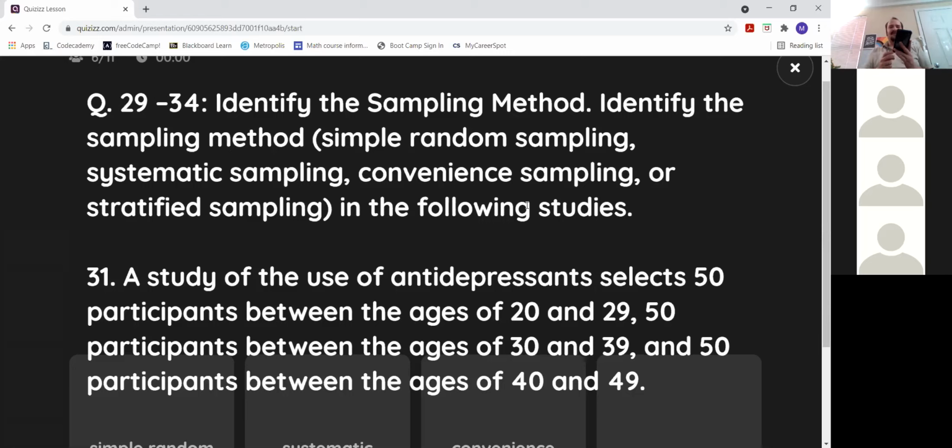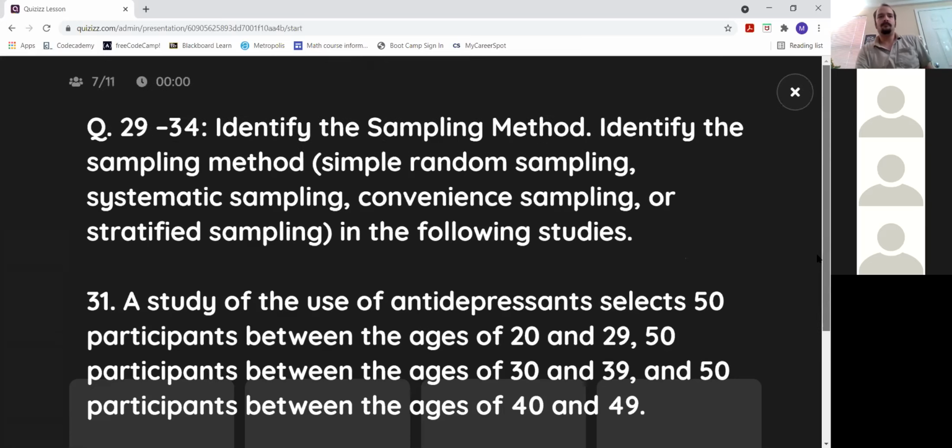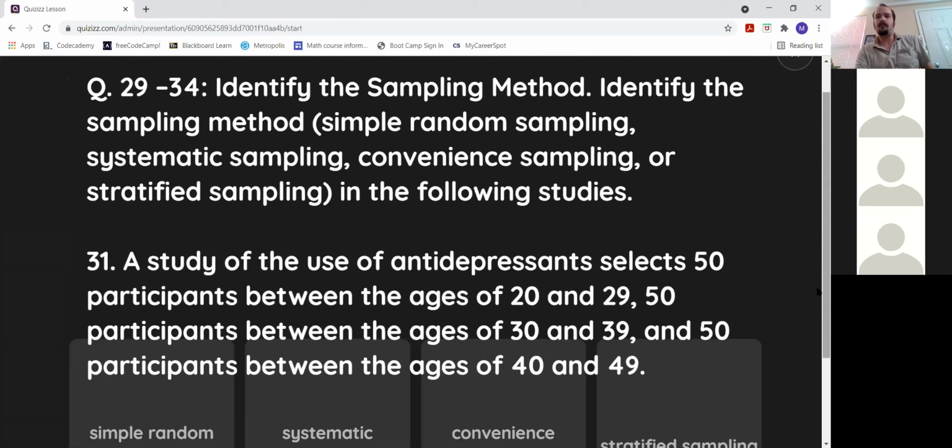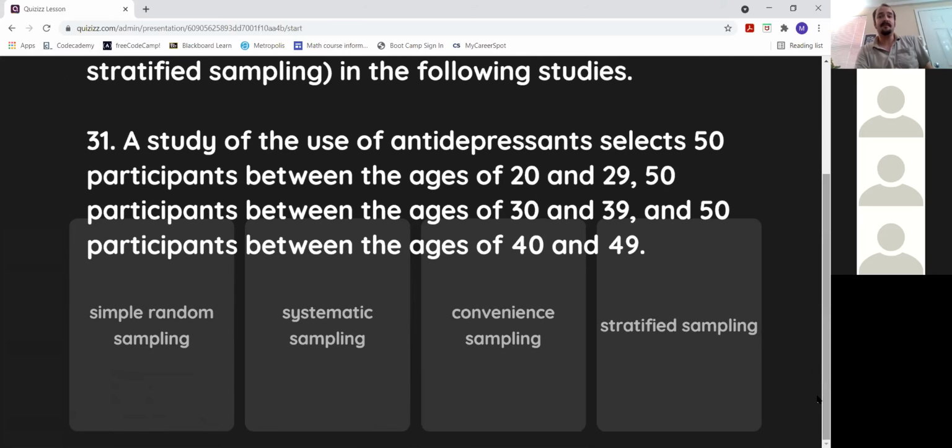So now we're looking at a study of the use of antidepressants. It selects 50 participants between the ages of 20 and 29, 50 participants between the ages of 30 and 39, and 50 participants between the ages of 40 and 49. So which one is this an example of? Simple random, systematic, convenience, or stratified?